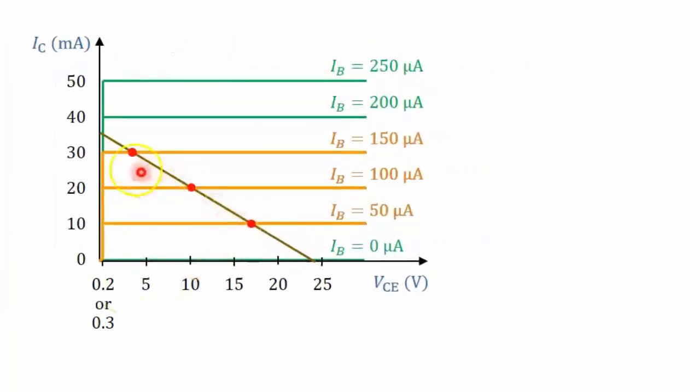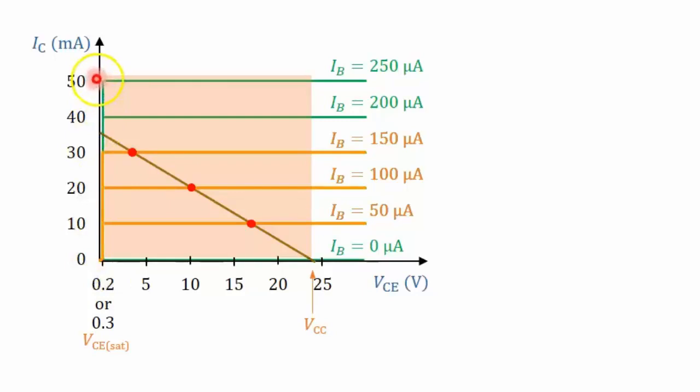When the Q point is in the active region, the value of VCE must be larger than VCE saturation and smaller than VCC. In theoretical discussions, VCE saturation is normally given as either 0.2 volt or 0.3 volt. If you look at the active region carefully, you'll find that it does not cover the horizontal line of IB being equal to 0. It also does not cover this vertical line above the value of VCE saturation.